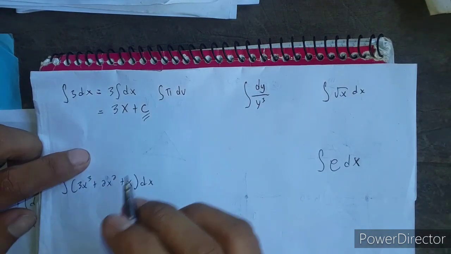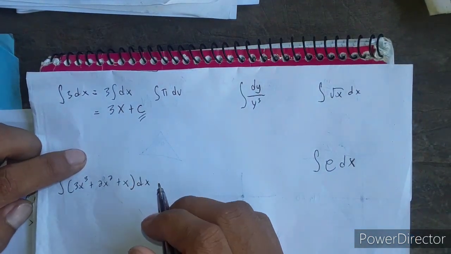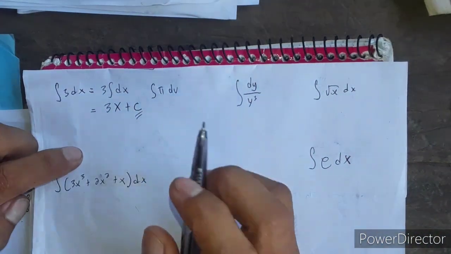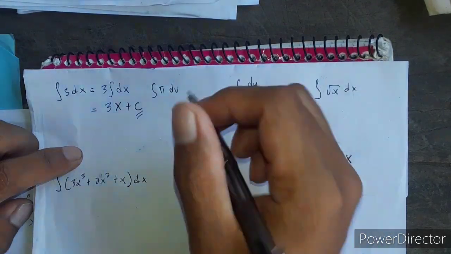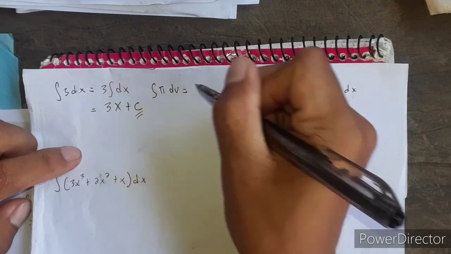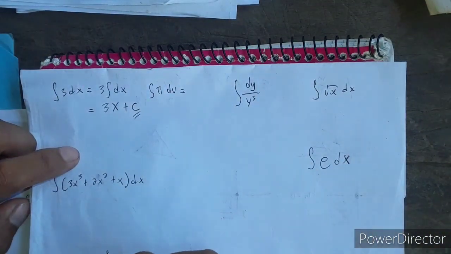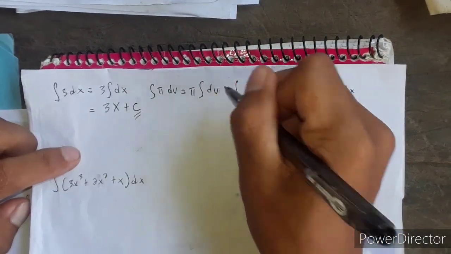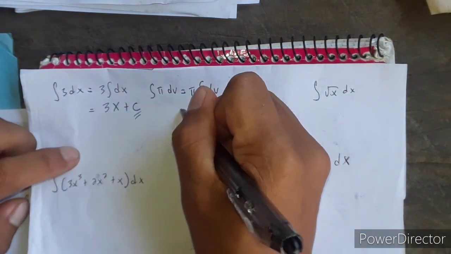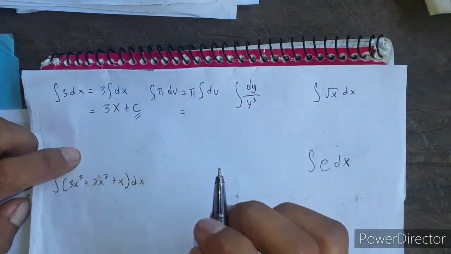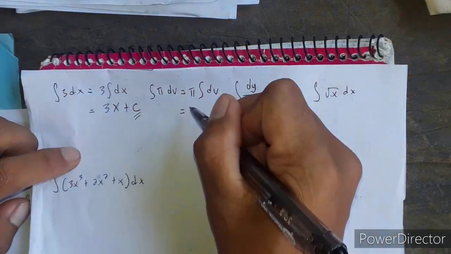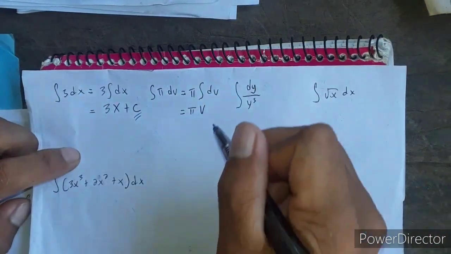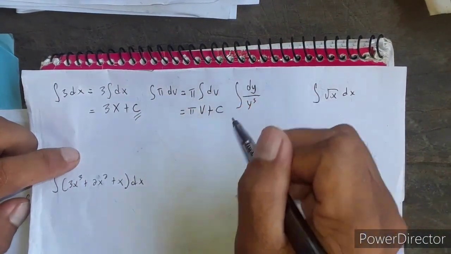How about if we are asked to find the integral of pi dv? As we did in the previous example, pi is a constant, so we need to isolate the constant. So the integral of pi dv is equal to pi times the integral of dv, which is simply v, so it is pi v plus the arbitrary constant.